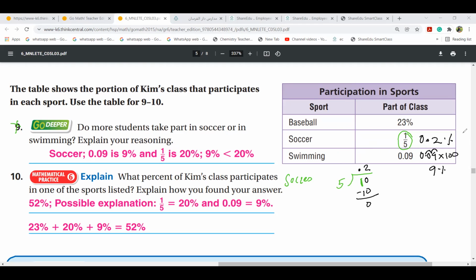But one second, again. One minute, girls. I got 0.2, but this I need to change to a percentage. How do I change to a percentage? Multiply by 100. So I got 20%. So of course, soccer is more. Just write soccer is more. Soccer is 20%. And swimming is 9%.